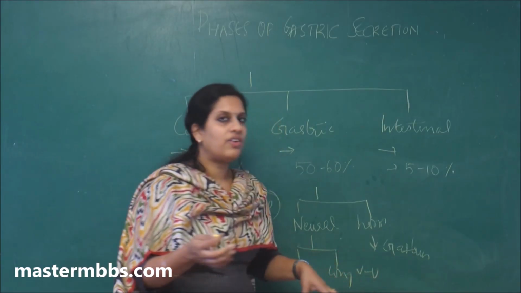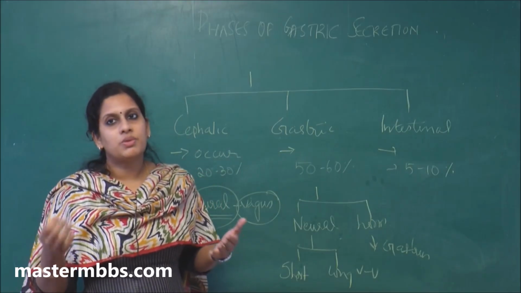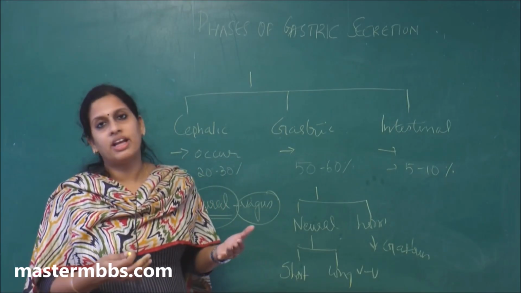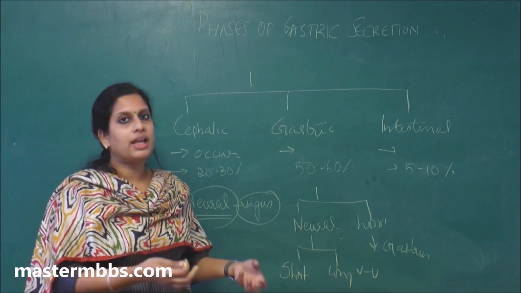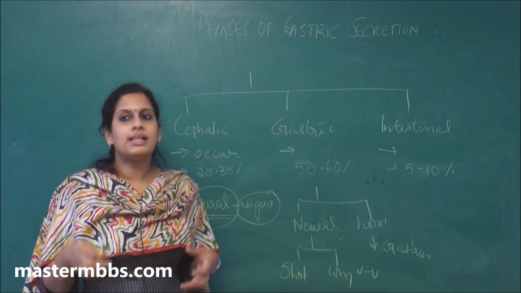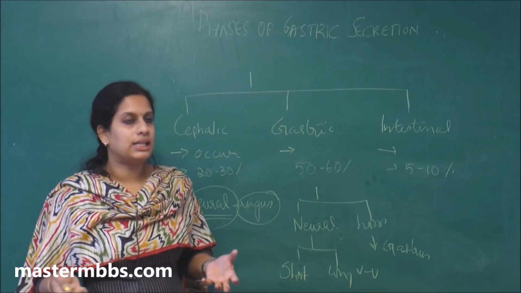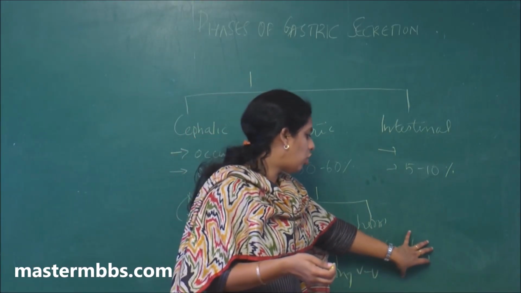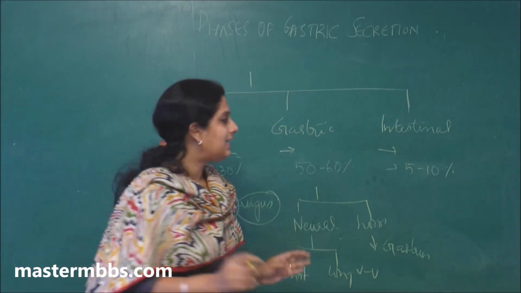In the long vagal reflex, the fibers from these receptors reach the dorsal vagal nuclei in the medulla. From there again vagal efferents bring this back to the ganglion cells, and ultimately it causes an increase in the gastric secretion. And the hormonal mechanism is mediated by gastrin.